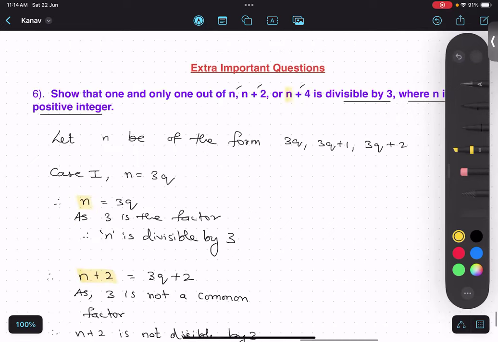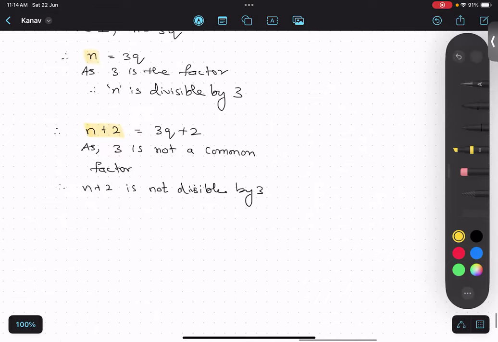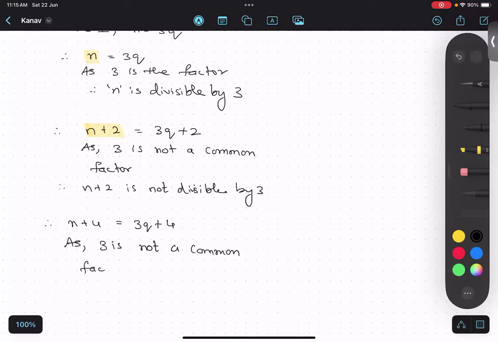Now I will take n plus 4. Therefore n plus 4 will become 3q plus 4, as 3 is not a common factor. Therefore, n plus 4 is not divisible by 3.